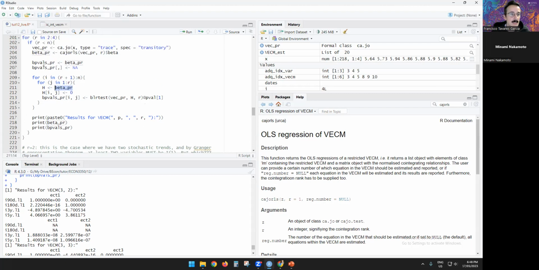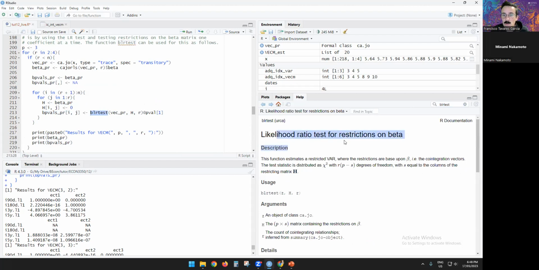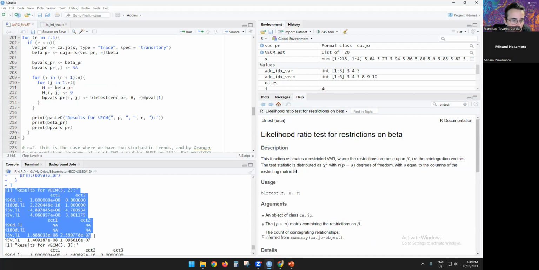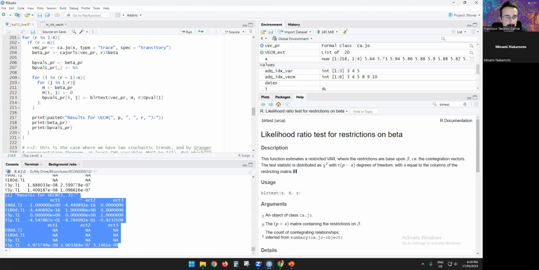H receives the beta PR that we got before, then H ij inside of this loop here will receive 0, and then we're doing a likelihood ratio test of VEC PR with H R. If we go here, likelihood ratio test for restrictions on beta. Quite a specific thing, but the important thing in what's going on here is that it will return us this for our VECM 3.2, and we will return this for our VECM 3.3.